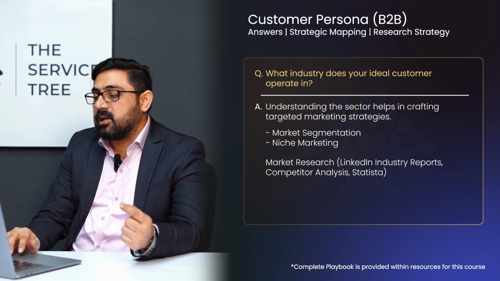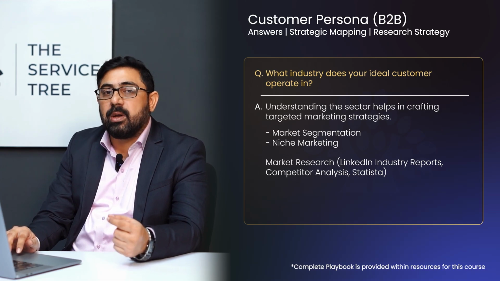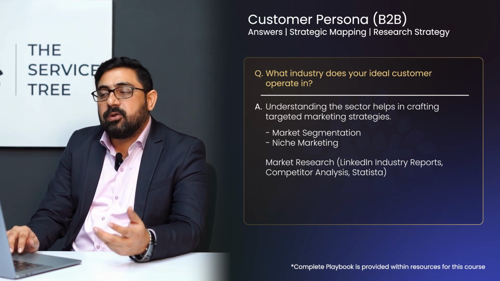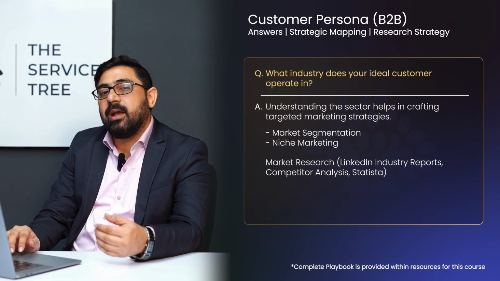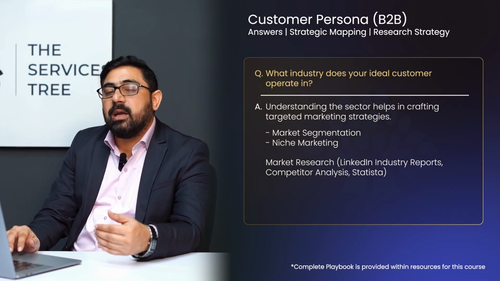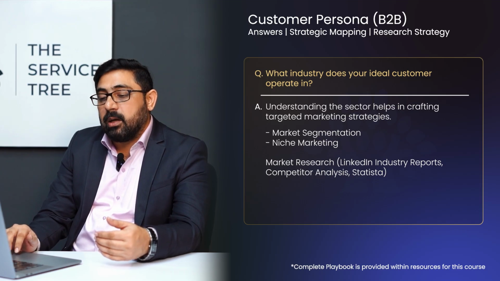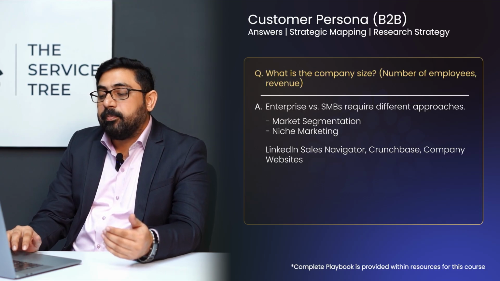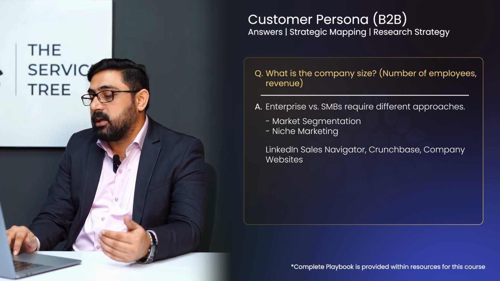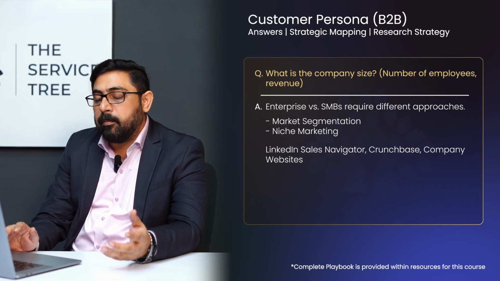It could be LinkedIn industry reports or competitor analysis or Statista or SEMrush or Ahrefs. Tools are there, Gartner study is there. So you can easily identify what type of customers you are dealing with and where they can be found, what type of industry they belong to. Similarly, what is the company size? This can also be derived through LinkedIn Sales Navigator, Crunchbase, or company websites. You can do market research over there.